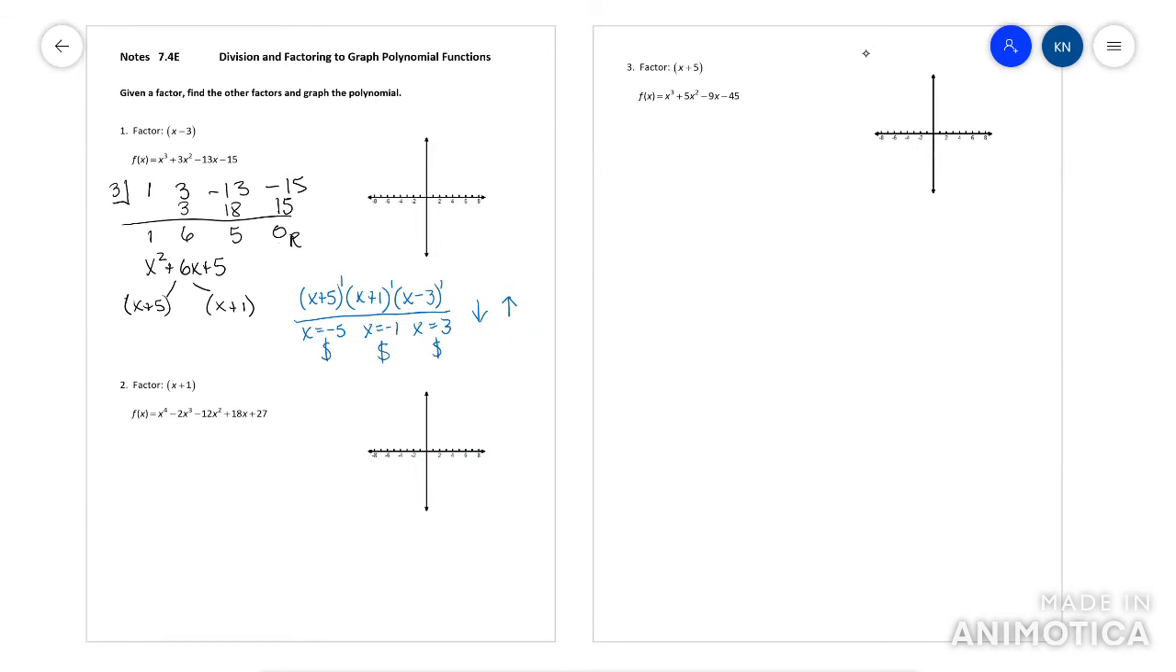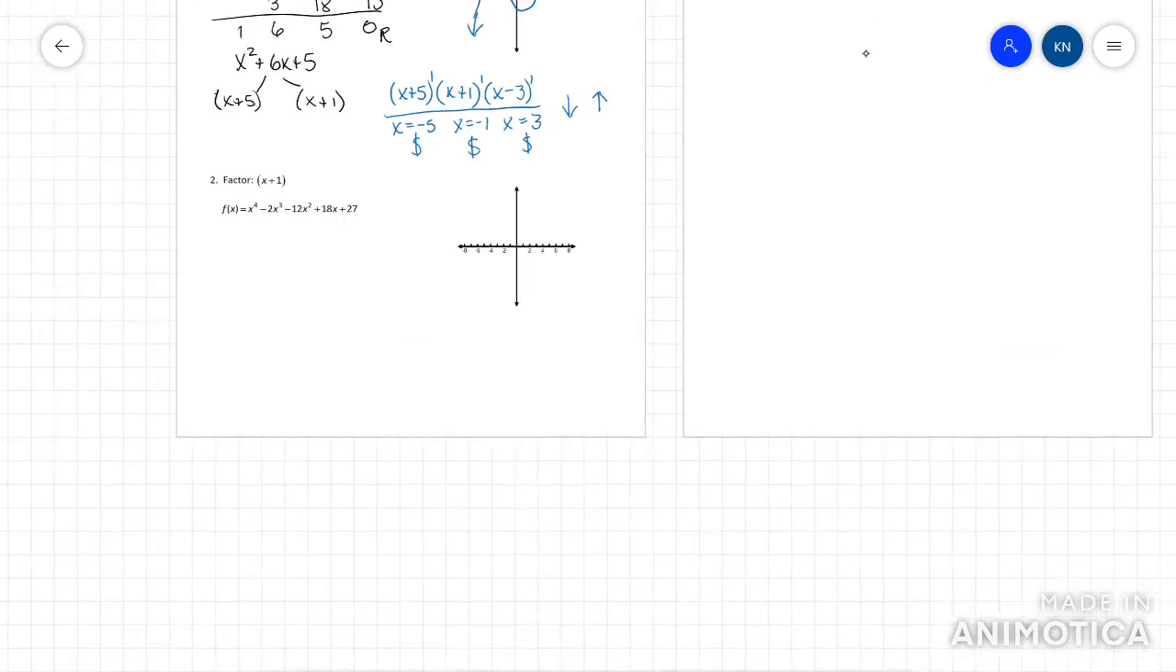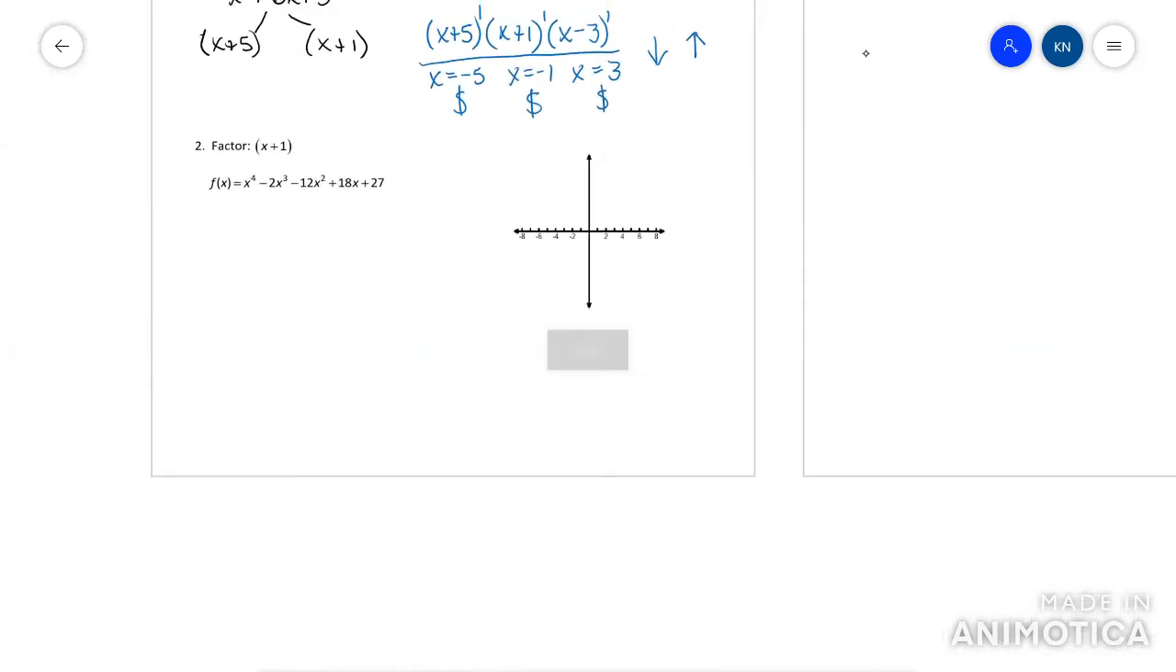So go put your x-intercepts on the graph, -5, -1, and 3. Drop your arrows, and then just cut straight through all these dots. That's what this one would look like. All right, so that's how I'm going to be approaching all of these problems. So look at this one now. Go ahead and run synthetic.